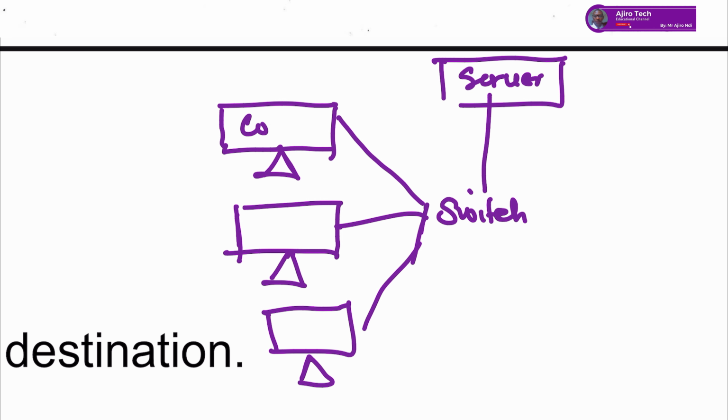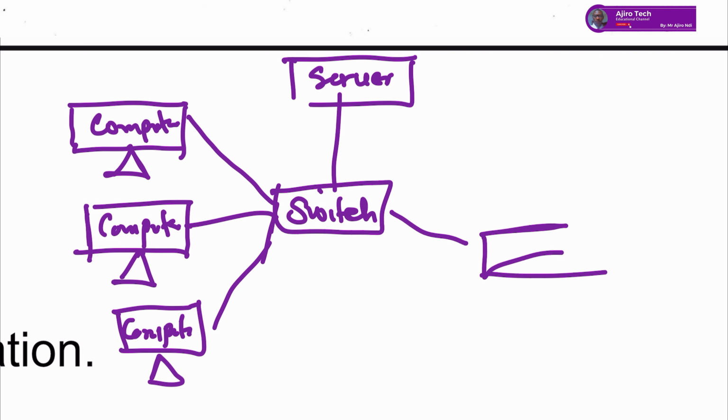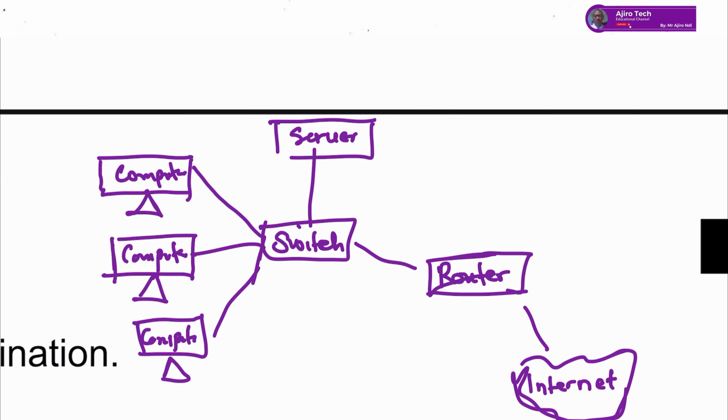So here is a computer, computer, computer, right? And from this switch here, we have what we call the router. Let me put this here. We have what we call what? The router. This is the router. Okay. And here we have what we call the internet. Okay, so you get the picture.